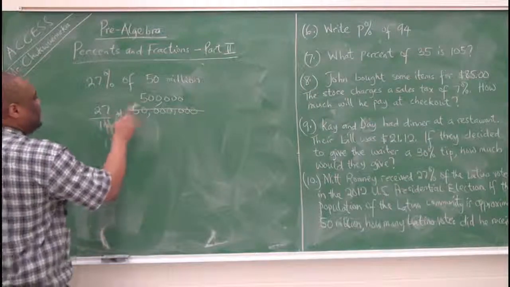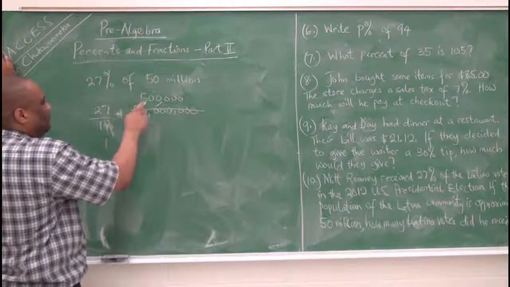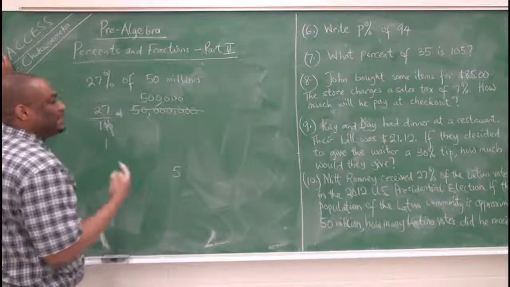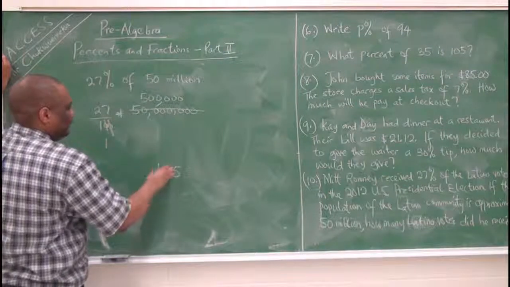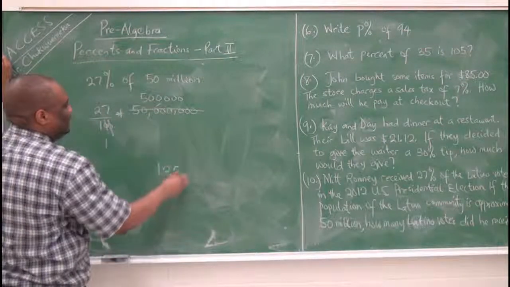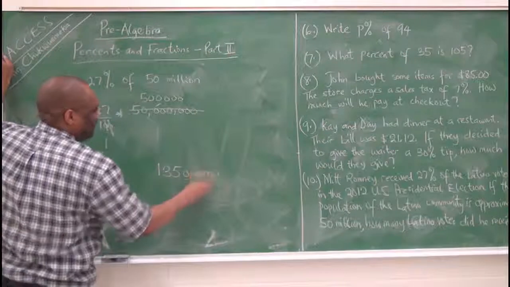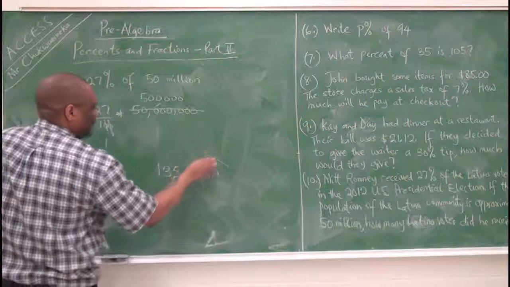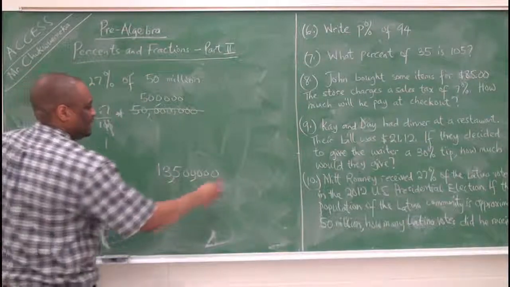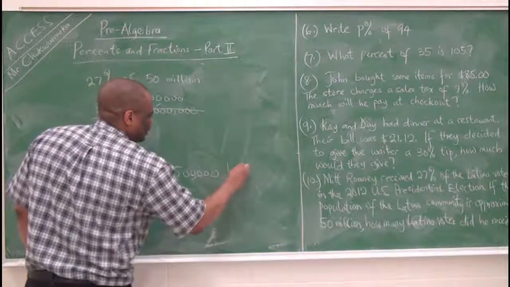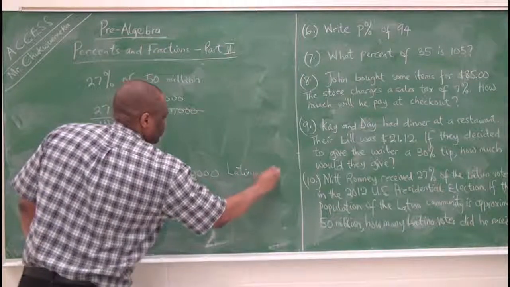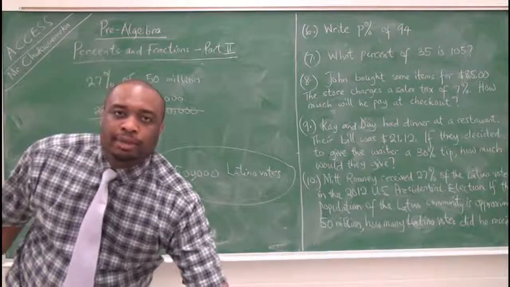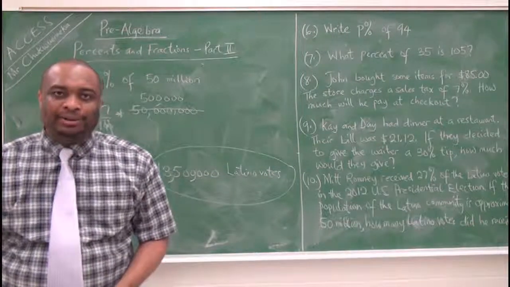And then you now multiply 27 times 5 first. 5 times 7 is 35. Put down 5, carry over 3. 5 times 2 is 10. Plus 3 is 13. Right? And then you add these zeros. So this will be 13,500,000 Latino votes. This was what he received. Thank you so much for listening, students, and you have a good day.